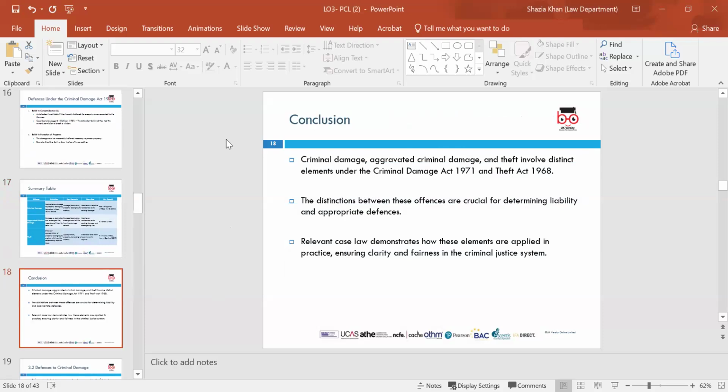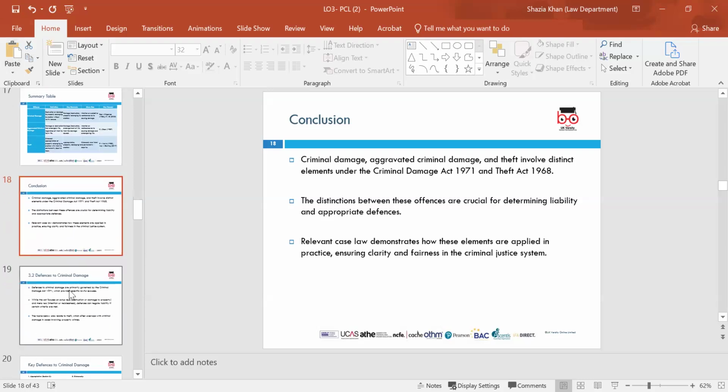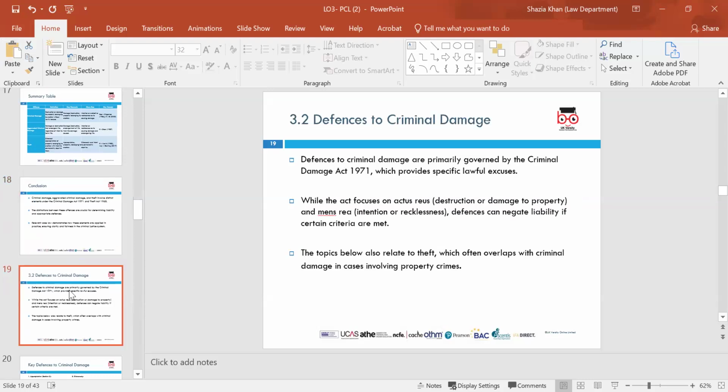So in conclusion, criminal damage and aggravated criminal damage and theft involved distinct elements under the Criminal Damage Act and Theft Act 1968, and the distinction between these offences is crucial for determining liability and the defences. And this case law is used to make sure that the criminal justice system is fair, ensuring clarity as well.